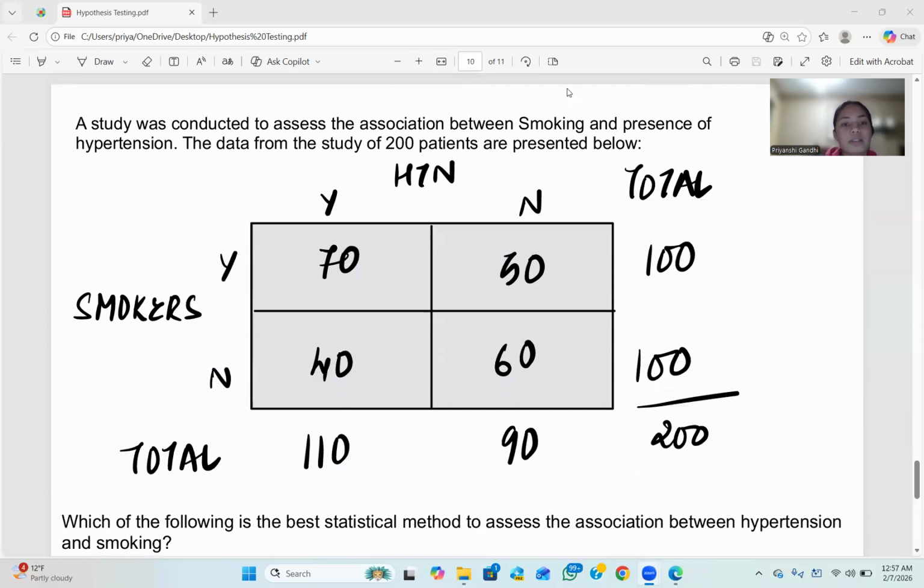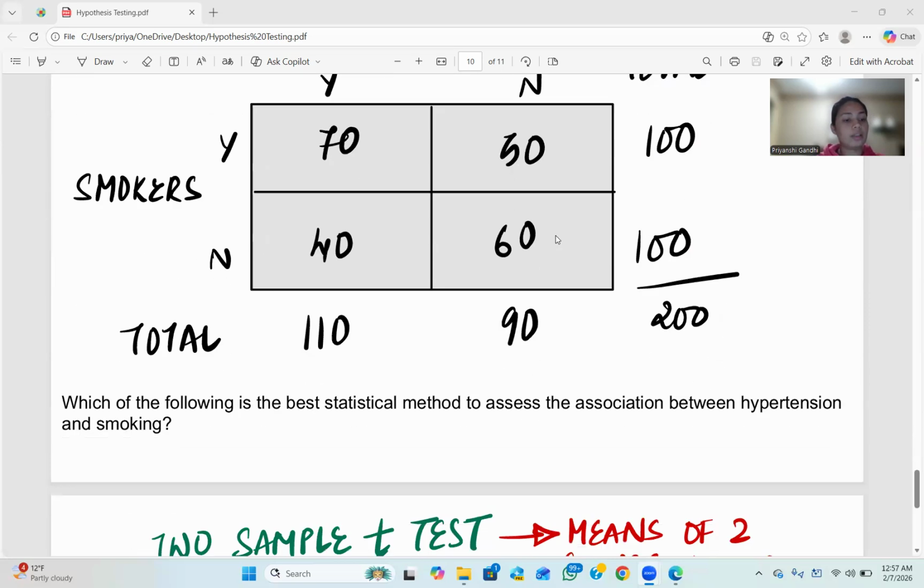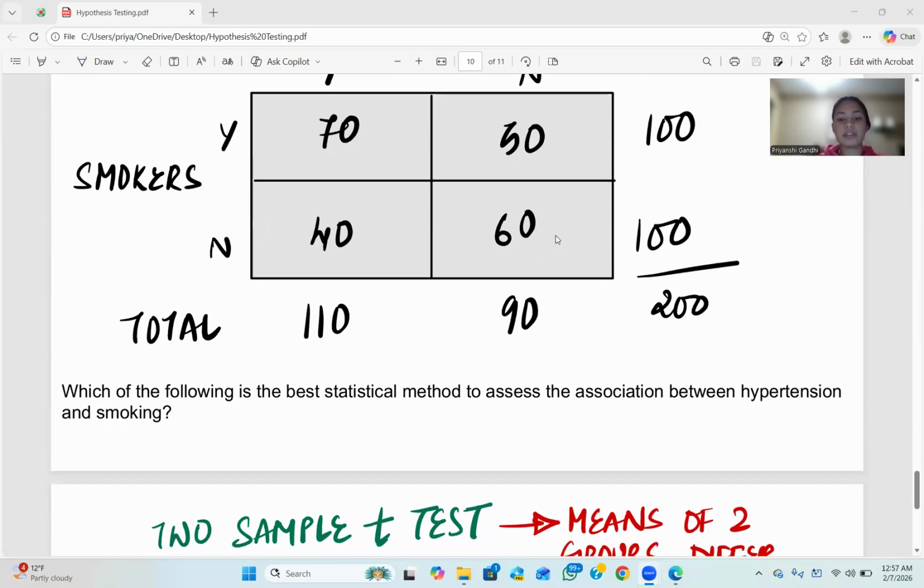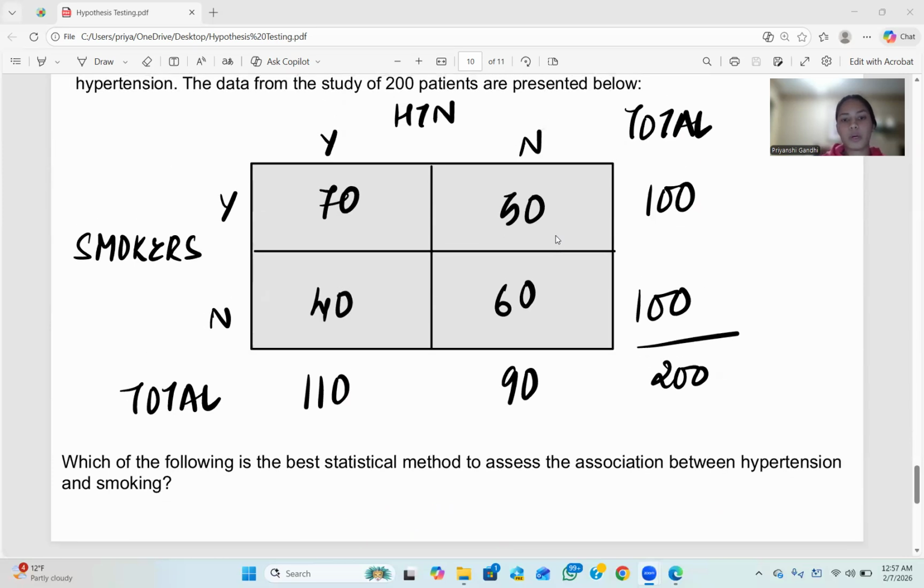So a study was conducted to assess the association between smoking and hypertension with 200 patients. We have a 2 by 2 table here. Which of the following is the best statistical method to assess the association? So you may want to pause and think about it for a minute.